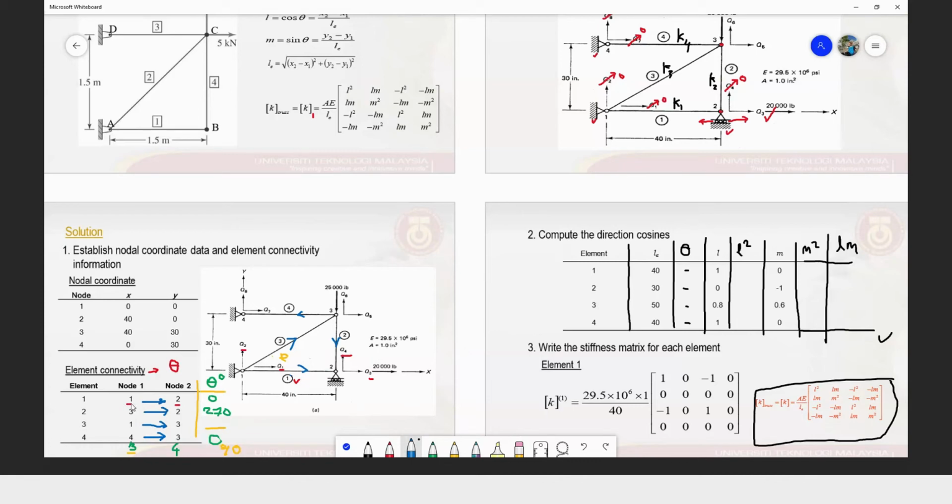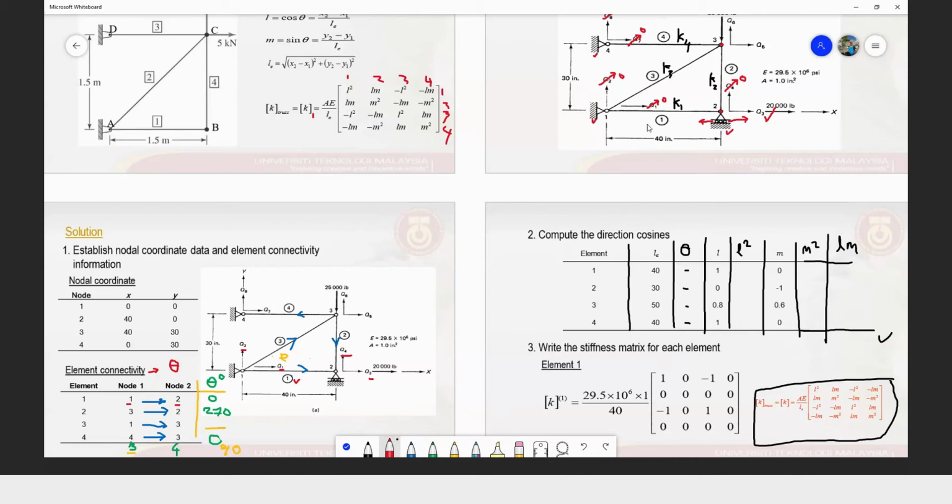So for the element number 1, I will write here 1, 2, 3, 4, 1, 2, 3, and 4. So you can actually prepare this before you plug in the numbers in your K matrix. So now you have your index prepared around your K matrix.